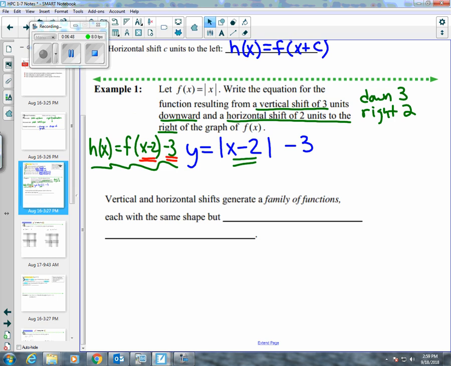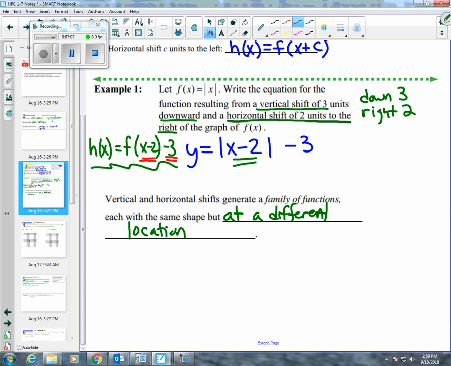Once we put all of these together, you have a family of graphs, each with the same shape, but at a different location in the plane. They're all basically the same size and shape, these rigid transformations, but they're just at a different location. They've been shifted somewhere in the plane from where they were originally. So same size and shape, but a different location in the plane. When we're looking at these, you're going to see a lot of that happening where we're moving them around.